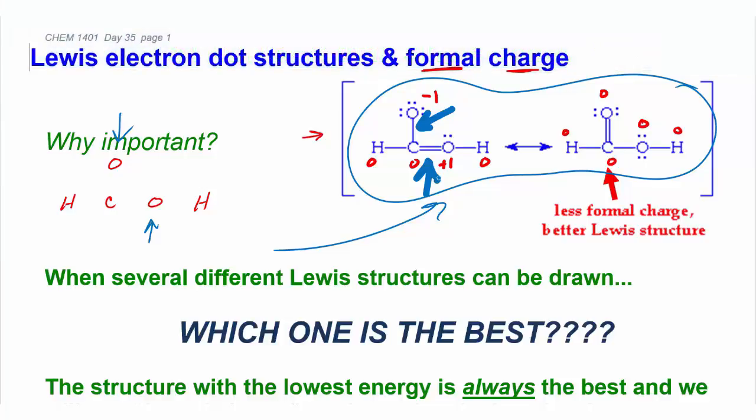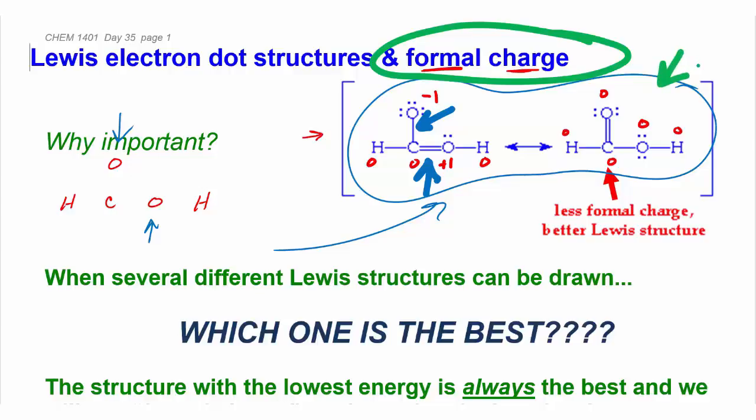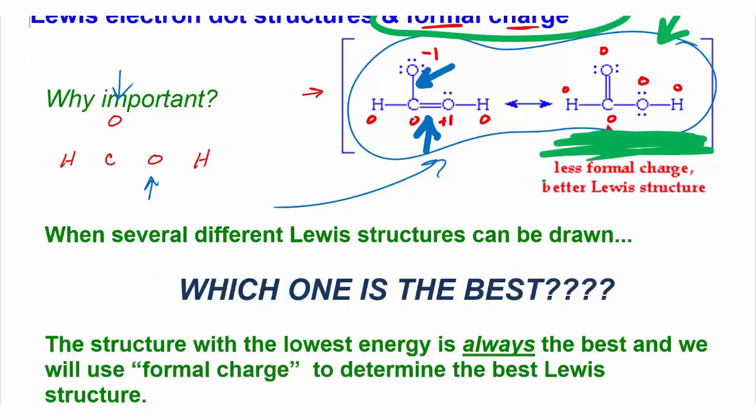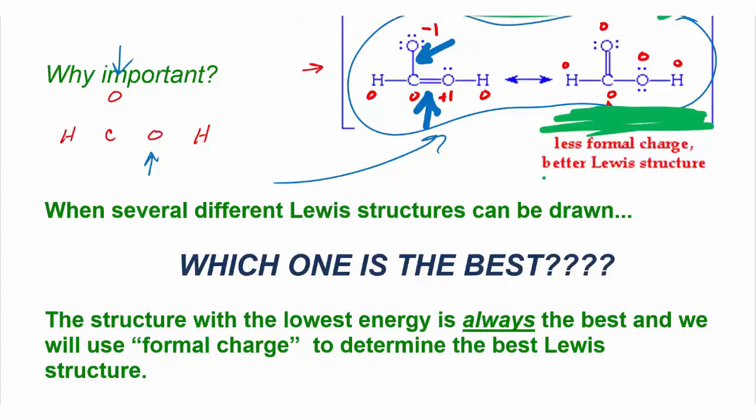But which Lewis dot structure is the best? What we're going to do is calculate formal charge. And if we have all zeros, we have the best answer we can get regarding Lewis dot structures. So we can see here, we have all zeros for every single atom. So this is the best Lewis dot structure for formic acid. So what we are really doing is calculating the Lewis dot structure that's the lowest in energy. And that is always the most stable and how a molecule exists in nature.